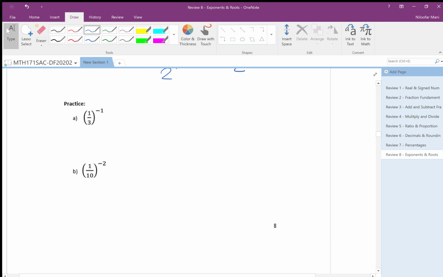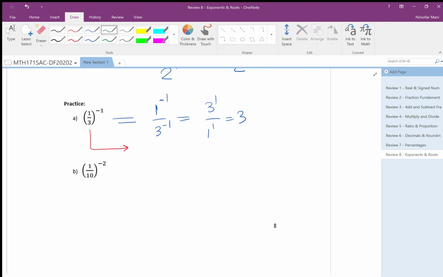Here I want to make it easy for you. I know you can do this. 1 power minus 1, 3 power minus 1, and then it is 3 power 1 over 1 power 1, and then it is 3. I know. But I recommend something else. I recommend when you see a negative exponent, flip it. Flip inside and change it to positive.